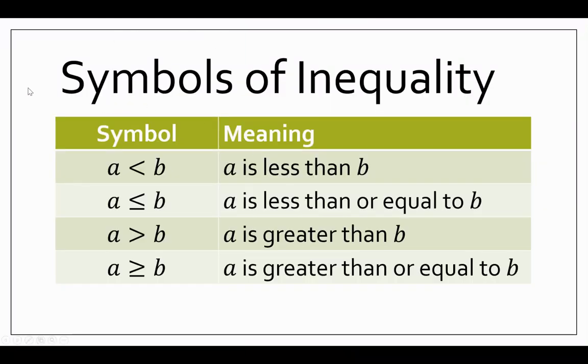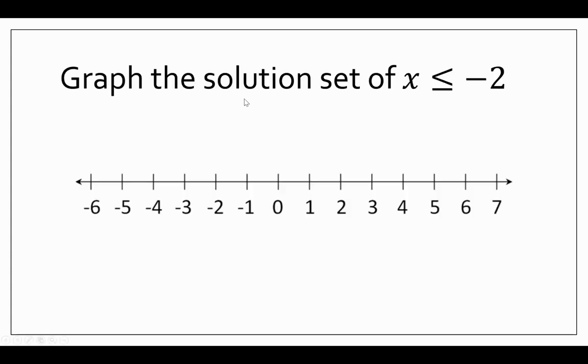So here are the symbols that we're going to be using today. We have A is less than B, A is less than or equal to B, A is greater than B, and A is greater than or equal to B. We can treat these inequality symbols almost like equal signs. We just have a couple special rules when we divide by or multiply by these inequalities.